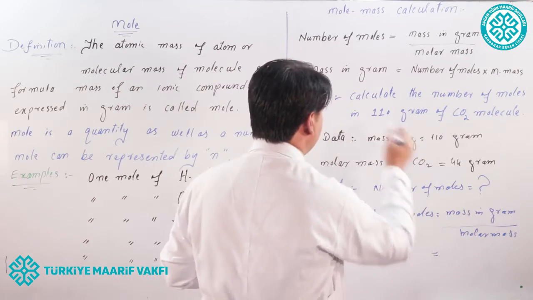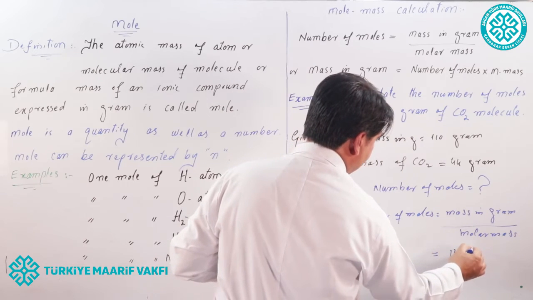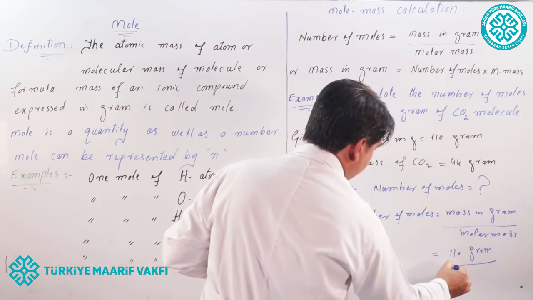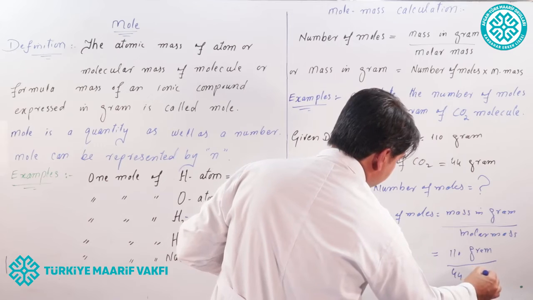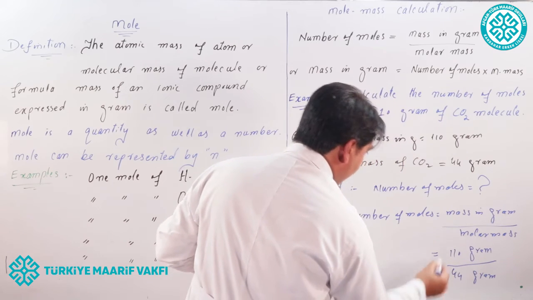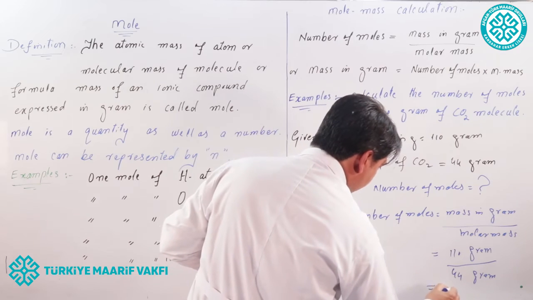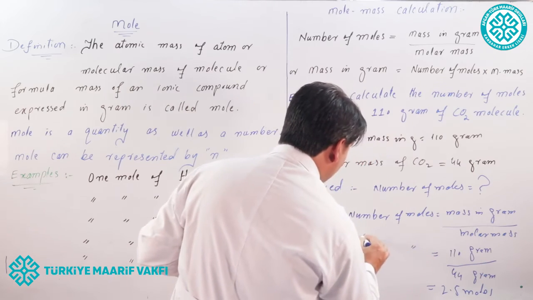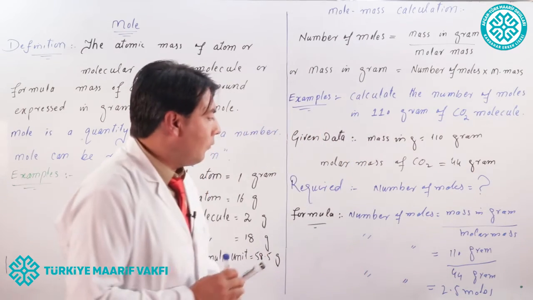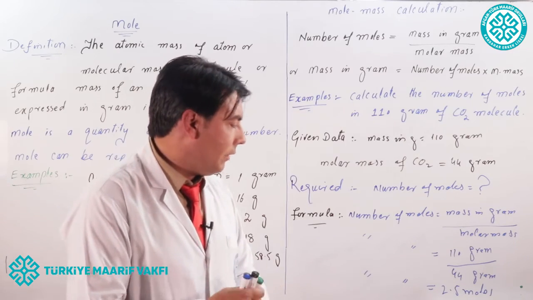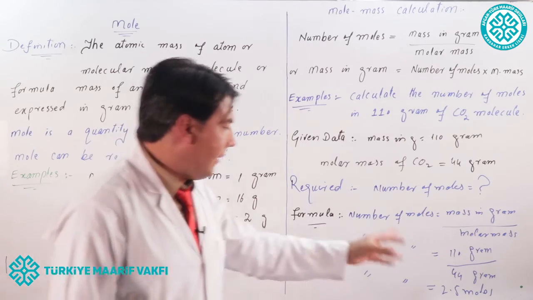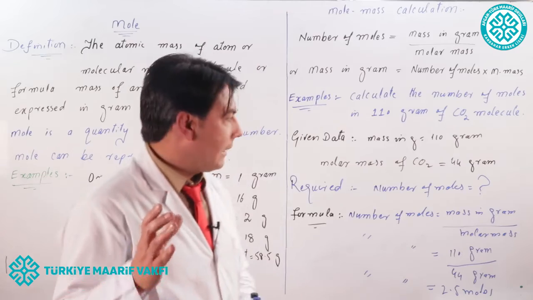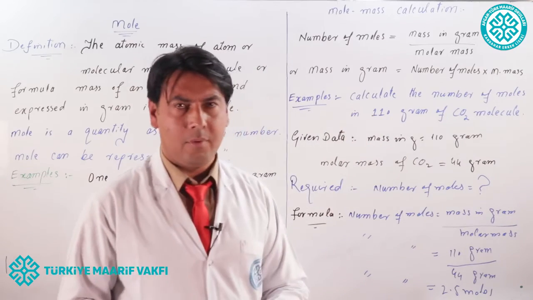These two things are given to us. Mass in gram: how much mass is present? 110 gram. Molar mass of CO2, 44 gram. When we divide 110 by 44, we get 2.5 moles. How many mole are present in 110 gram of carbon dioxide? We know that 1 mole of carbon dioxide contains 44 gram. So 2.5 moles contain 110 gram. Okay?